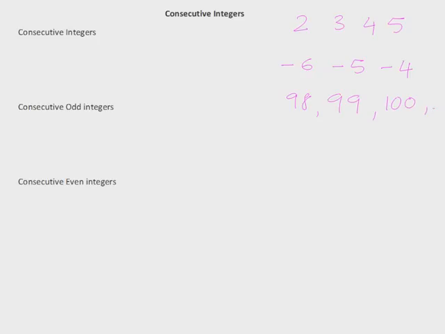So how would I express consecutive integers using algebra? If one integer was x, the one after it would be x plus 1, and the one after that would be x plus 2, and the one after that would be x plus 3, and so on. Or if one integer were x, the one before it would be x minus 1, the one before it would be x minus 2, and the one before it would be x minus 3. So both these rows are sets of consecutive integers.